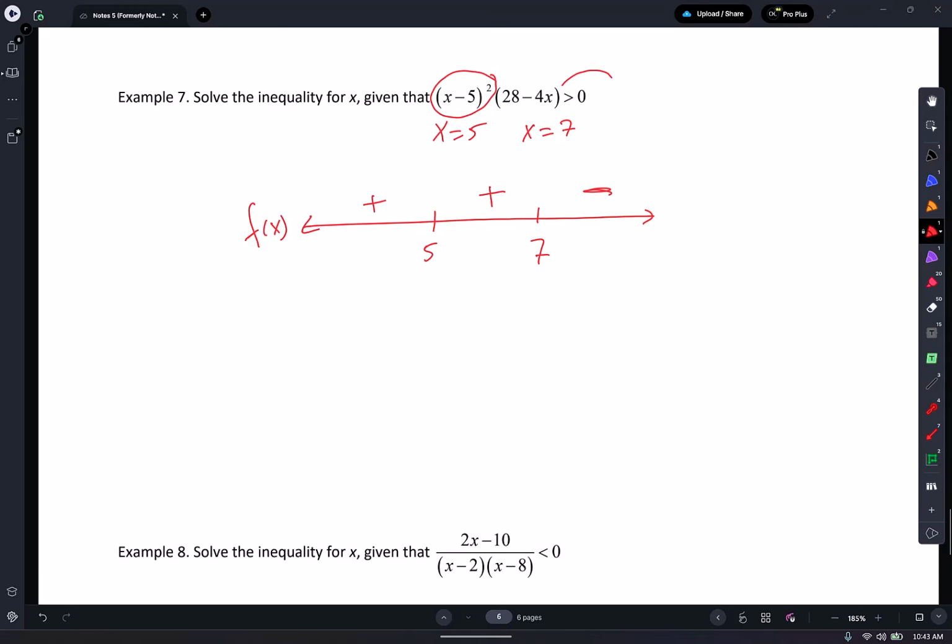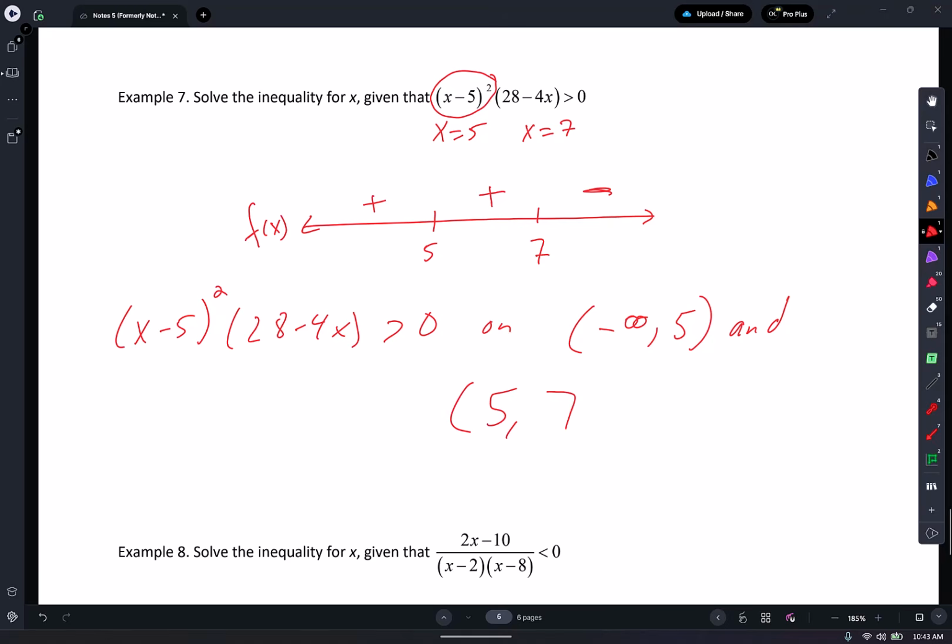All right, so here we go. It wants to know where the function on the left is positive. So I'm going to write x minus 5 squared times 28 minus 4x is greater than 0 on, parenthesis, negative infinity all the way to 5, close it. Right at 5, it's 0, so it doesn't equal 0, so I'm going to put that. And then, do you want to use a union, or do you want to use the word and? Well, I already wrote and. And, parenthesis, 5 all the way to 7. Good thing that 5 was not a 6.